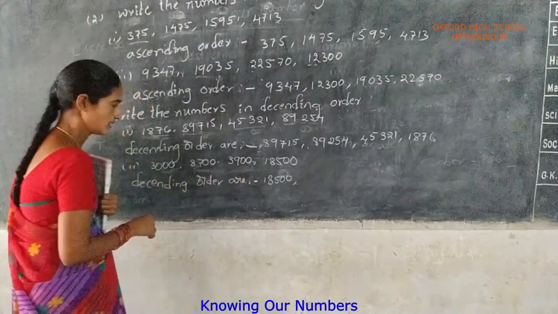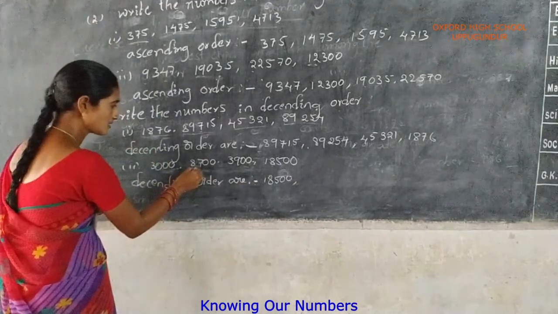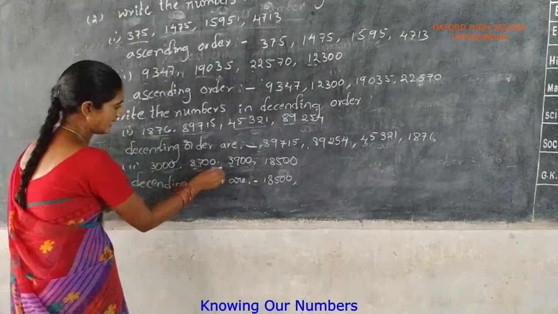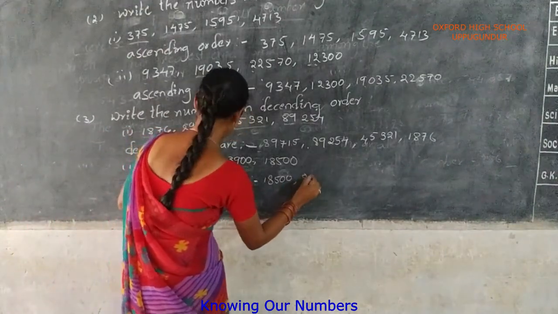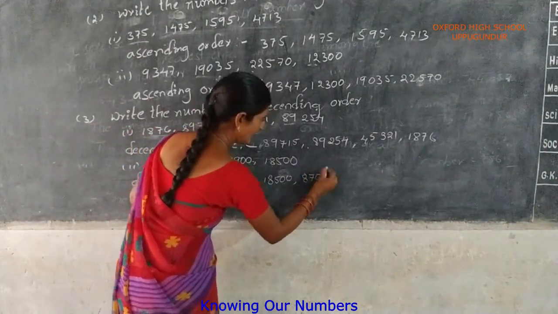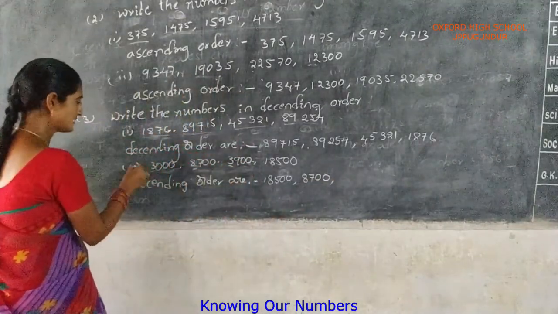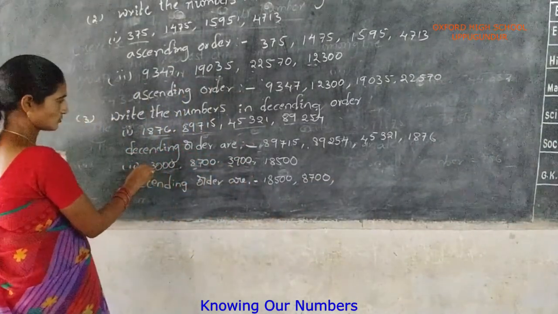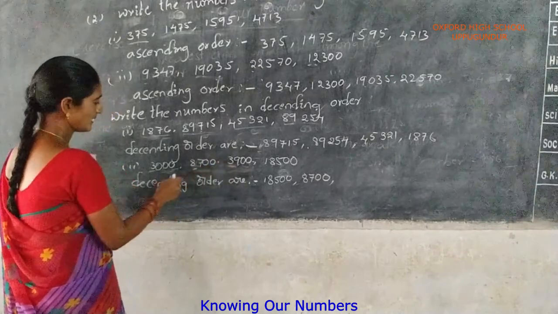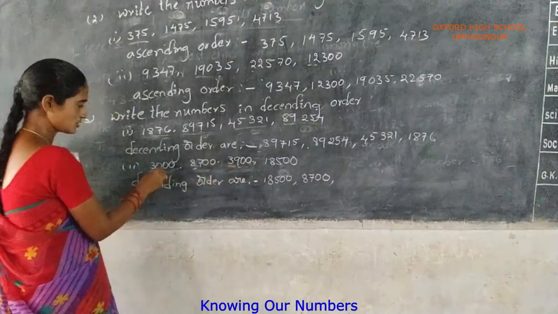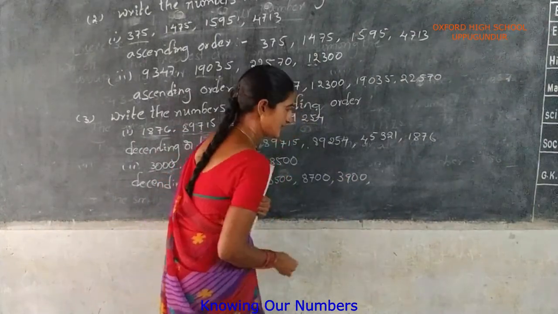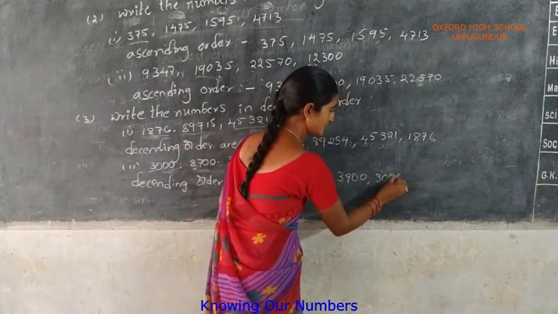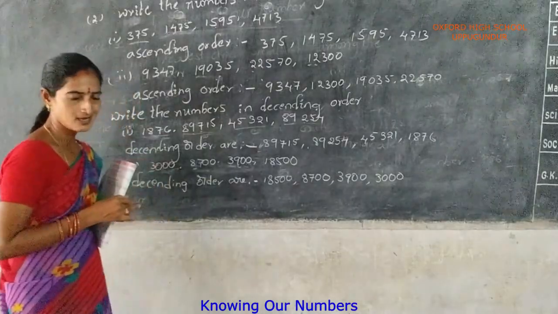4, 4, 4. Next, comparing the thousands place: 3, 8, 3. Which is greatest? 8,700. And comparing the thousands place, 3 is the same. Next, comparing with the 90. Which is greatest? 3,900. And the remaining 3,000. Okay, this is descending order.